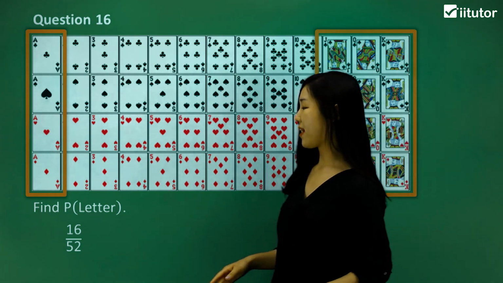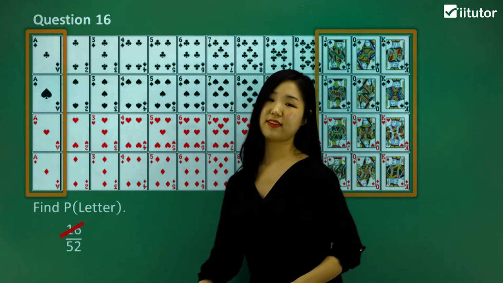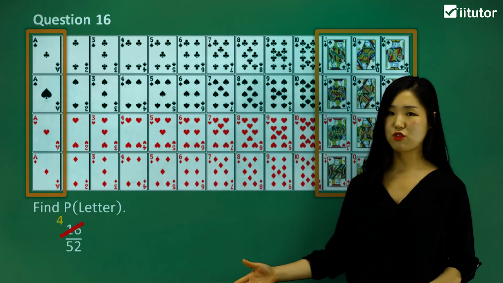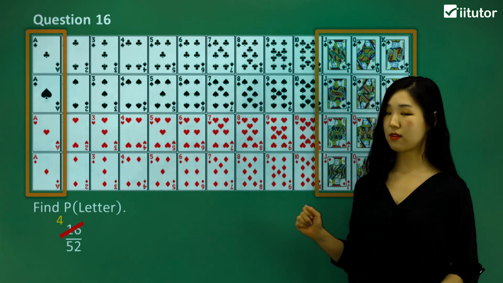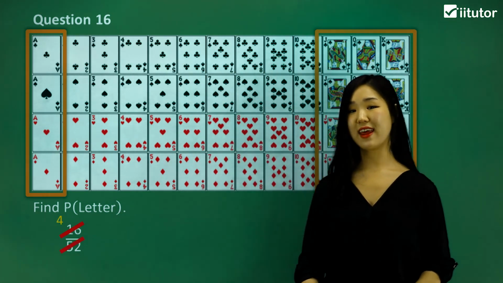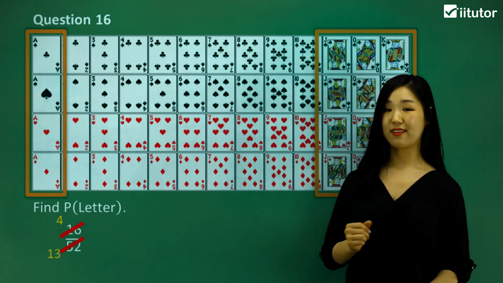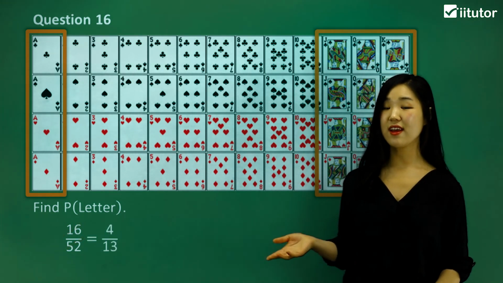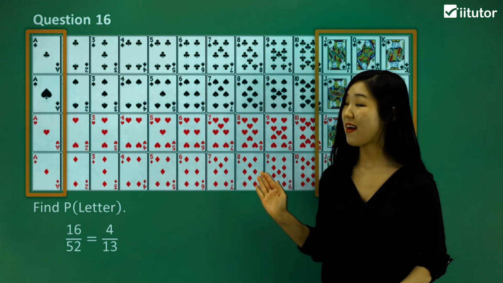And let's simplify again. Let's cross out the 16 and it becomes a 4. I'm basically dividing by 4 because I know that 16 and 52 are divisible by 4. That's probably the highest common factor. And 52, let's cross it out. 52 divided by 4 is 13. So finally what we have is 4 over 13. That's our final probability of a letter card.